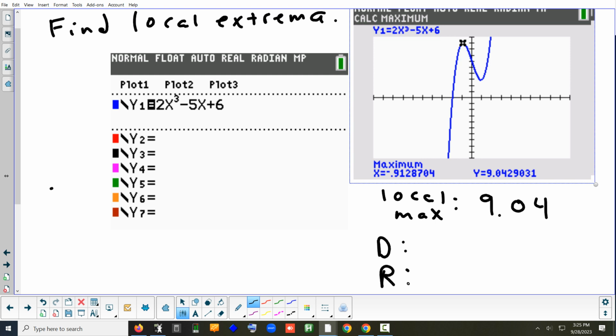So separate question. What would be the domain of this, 2x cubed minus 5x plus 6? Yeah, it's all real numbers because there's no square roots and there's no fractions with a letter in the bottom. So the two things that could mess up the domain are not in polynomials ever. So every polynomial has a domain of all real numbers. How about the range? Domain is how far left and right it goes. Range is up and down.